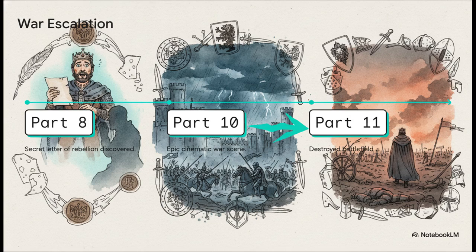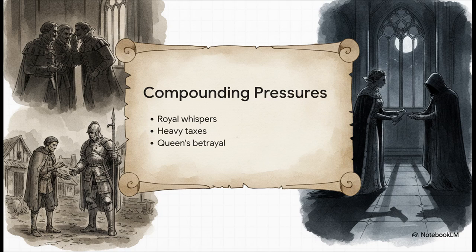And then, finally, we're dropped right into the devastating aftermath, with the king walking through a destroyed battlefield among his fallen soldiers. The escalation here is brutally fast, from a whispered secret straight into mass devastation. The trauma of that war fundamentally breaks the king's mind.